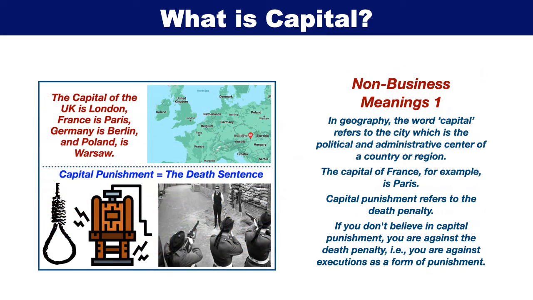In geography, the word capital refers to the city, which is the political and administrative center of a country or region. The capital of France, for example, is Paris. Capital punishment refers to the death penalty. If you don't believe in capital punishment, you are against the death penalty, that is, you are against executions as a form of punishment.